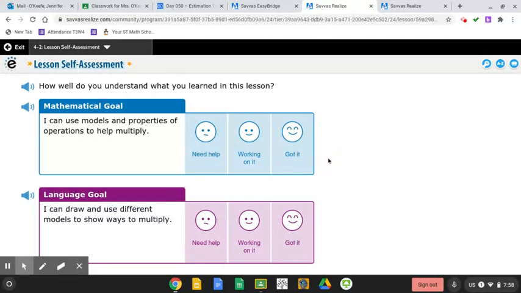But nonetheless, I want you to either tell me you can use models and properties and operations to help you multiply. You either need help, you're working on it, or you got it. You can draw and use different models like the area model they drew and we drew in ways to multiply. Need help, working on it, and got it.